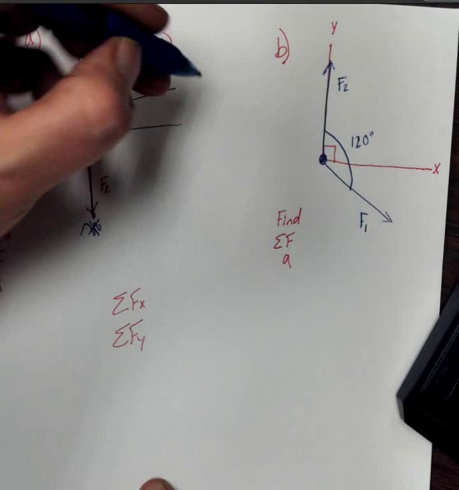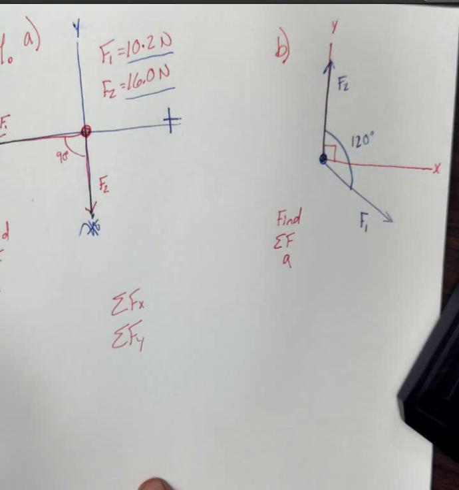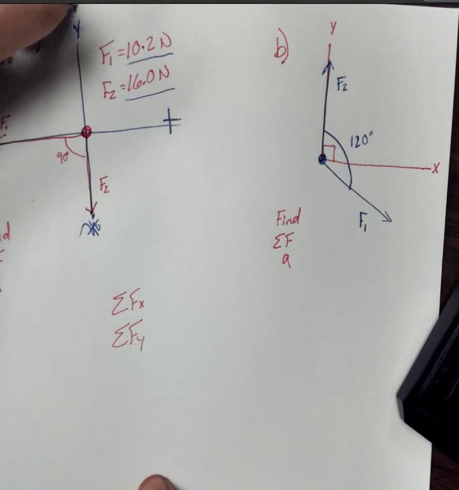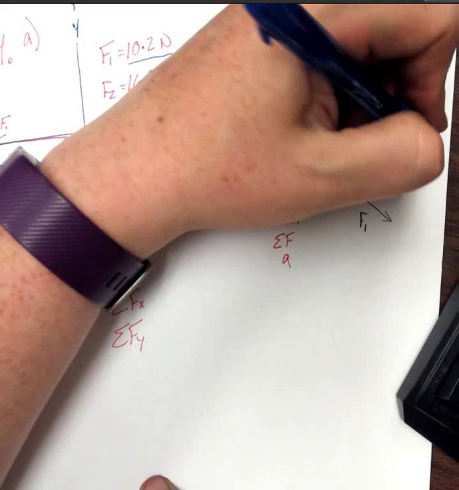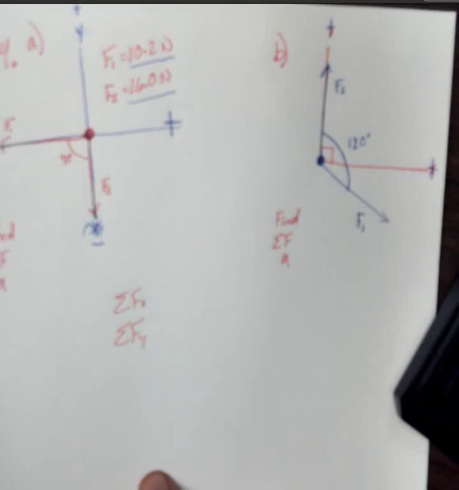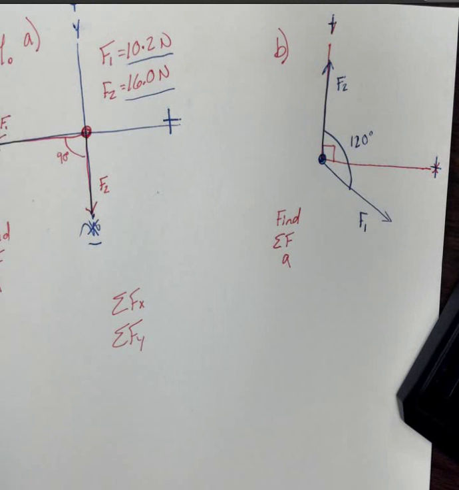So we'll establish here, this is a positive x, this is a negative x, this is a positive y, this is a negative y. And we'll do the same here where this is a positive y, this is a positive x. And that should help you resolve for the net force and the acceleration.